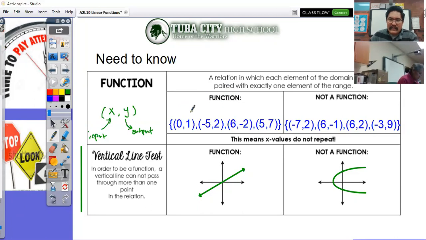So this first set of ordered pairs is a function because if we look at the x values, we have 0, -5, 6, and 5. Now in this case, each x value is unique. None of them repeat themselves. So yes, this one is a function.